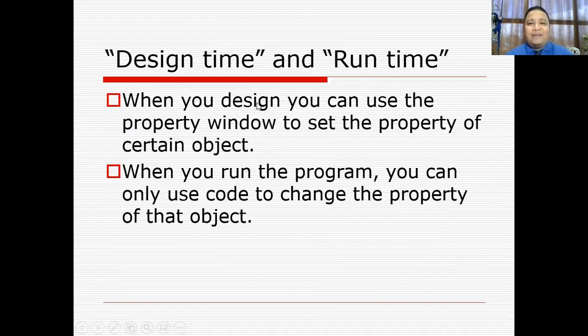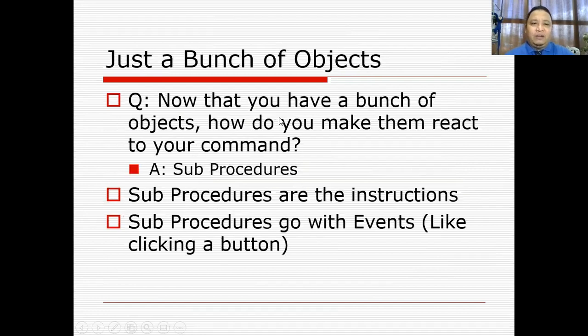Design time and runtime. When you design, you can use the properties window to set the properties of a certain object. When you run the program, you can only use code to change the properties of that object. Now that you have a bunch of objects, how do you make them react to your commands? The answer is sub-procedures. Sub-procedures are instructions, and they go with events like clicking a button. So the whole program has sub-procedures within the main program you create.